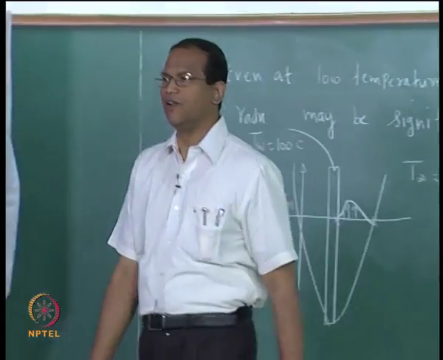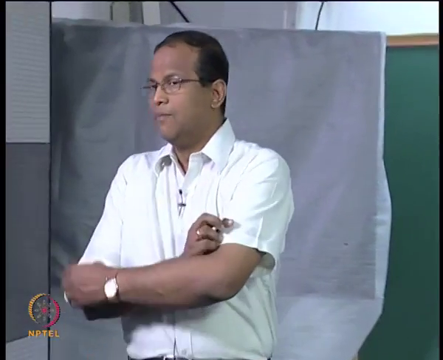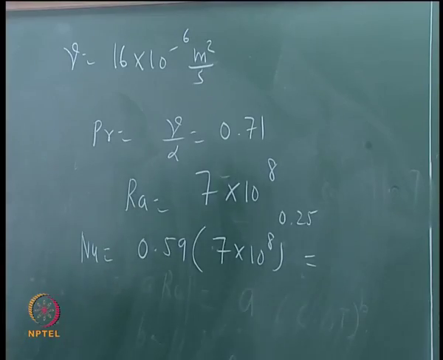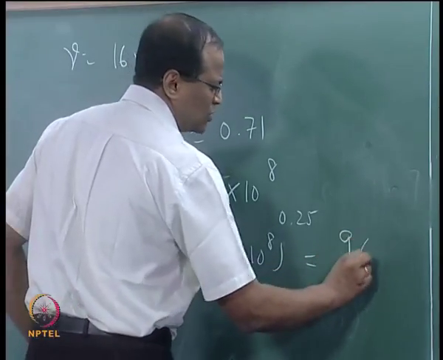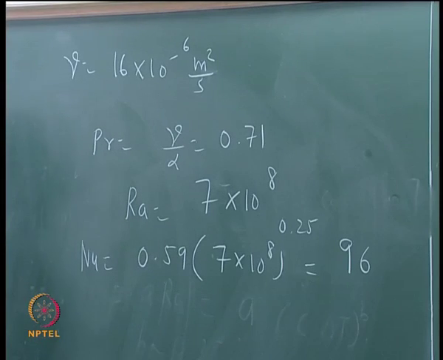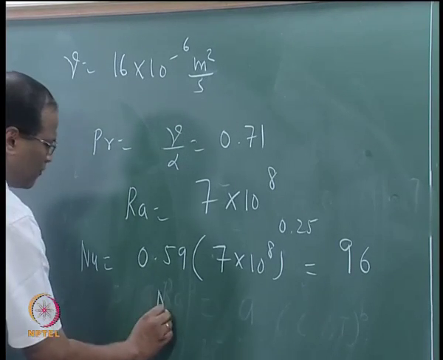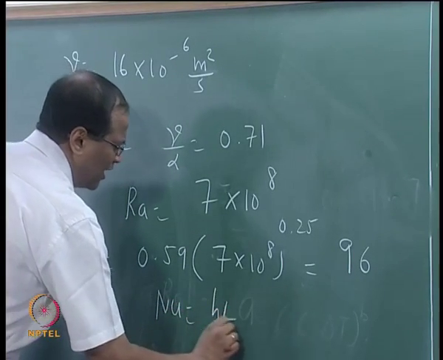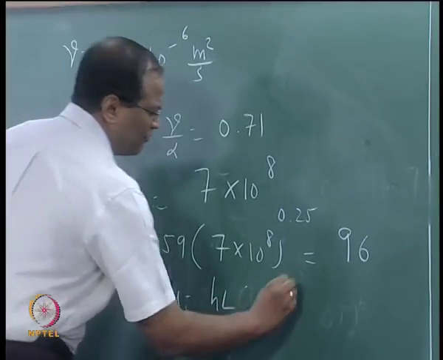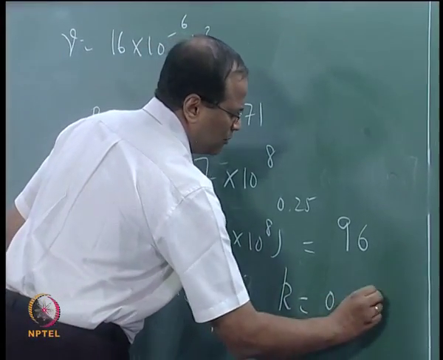99, 100, 105, how much is it? Please bring your calculators, otherwise you will waste time in the class. Every class we will solve a problem, more or less. 96, good. So Nusselt number is 96. The Nusselt number is a dimensionless heat transfer coefficient. Nusselt number is given by hL by k. The k of air is about 0.03 watt per meter per Kelvin.